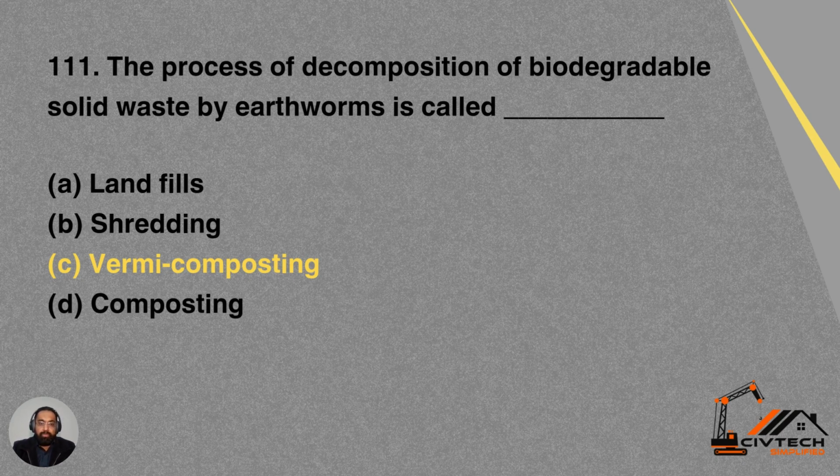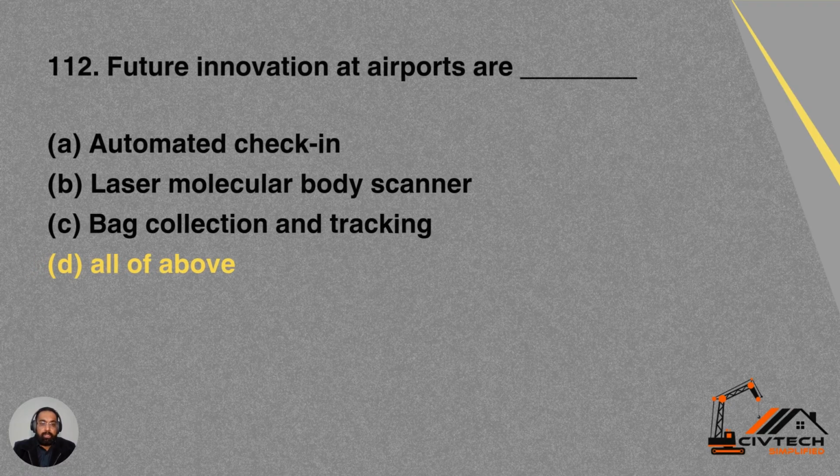Question 111. The process of decomposition of biodegradable solid waste by earthworm is called vermicomposting. C is the correct answer. Future innovation at airports are dash. Option A, automated check-ins. Option B, laser molecular body scanners. And option C, bag collection and tracking. All of the above. So D is the correct answer.